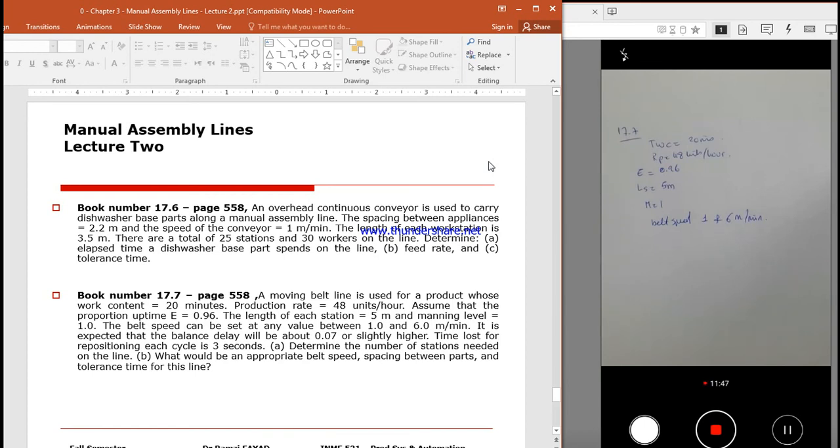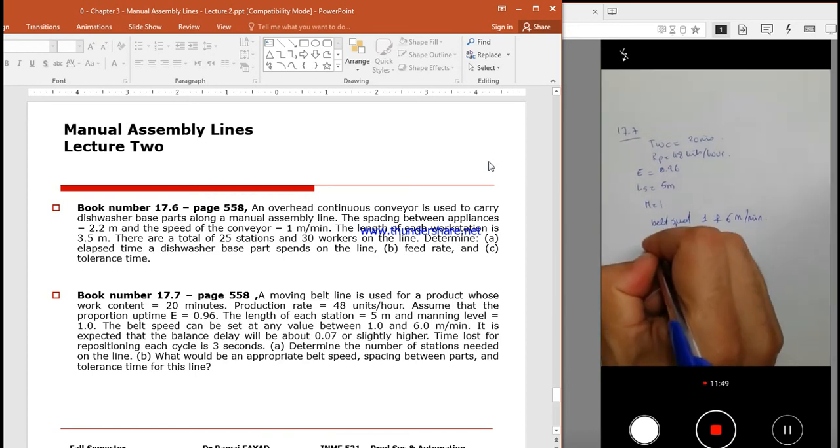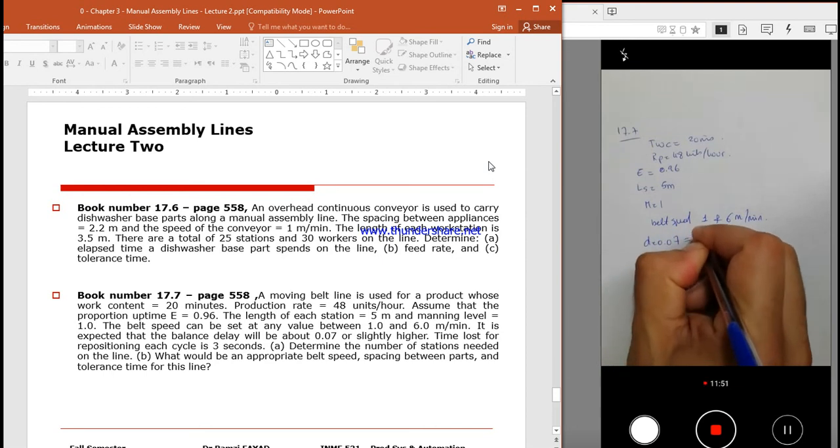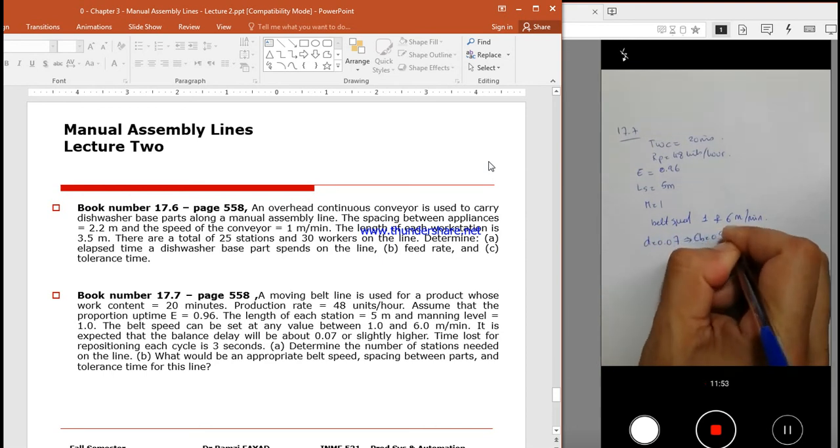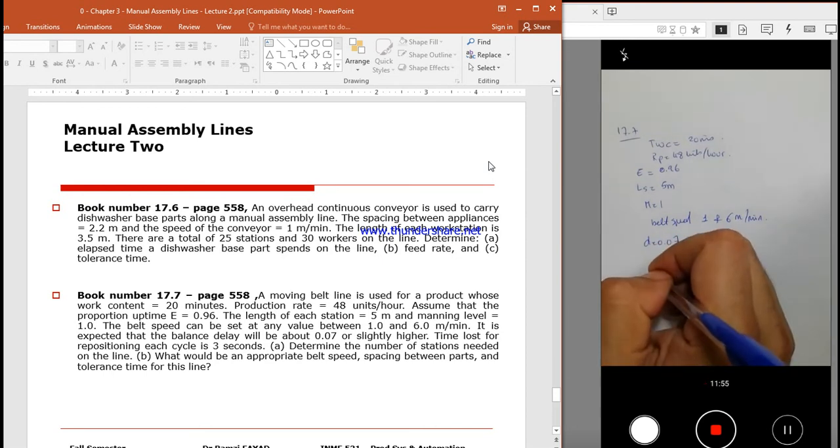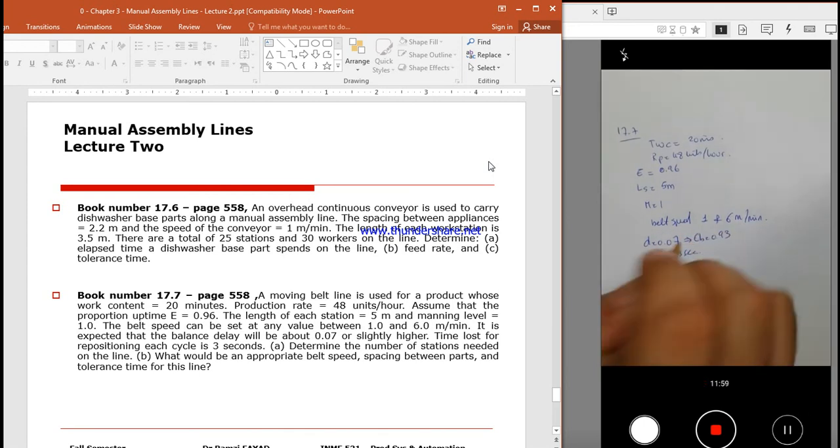It is expected the balance delay will be about 0.07, which means EB equals 0.93, that is 1 minus D. Time loss for repositioning equals 3 seconds. Determine the number of stations needed on the line.